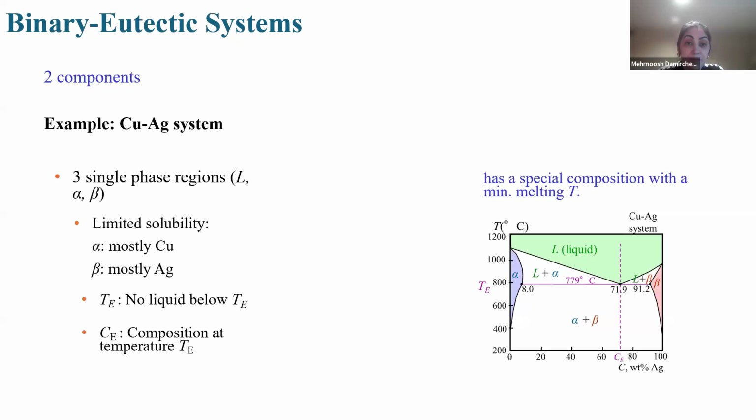And means we are talking about this liquid. And alpha phase, that here is the alpha phase. Here we have the beta phase. They are single. Each solid phase has a limited solubility in the other. For example, with alpha, mostly composed of one component, and beta mostly of the other.